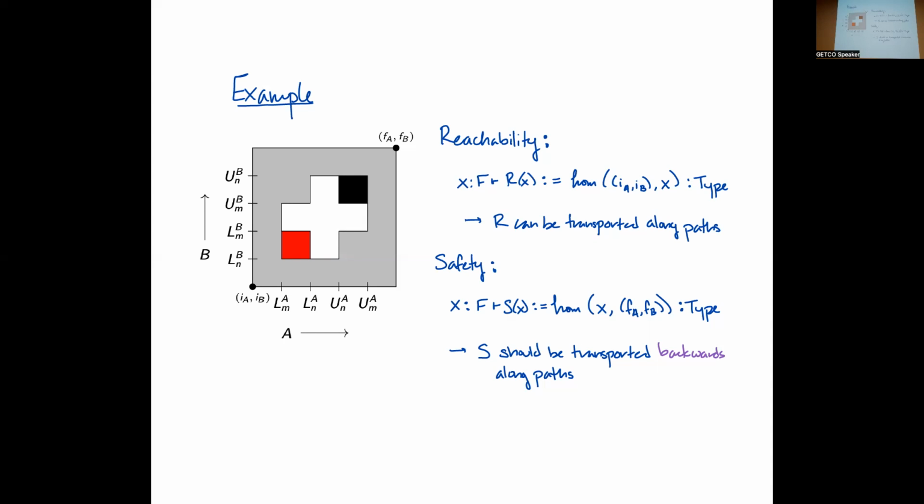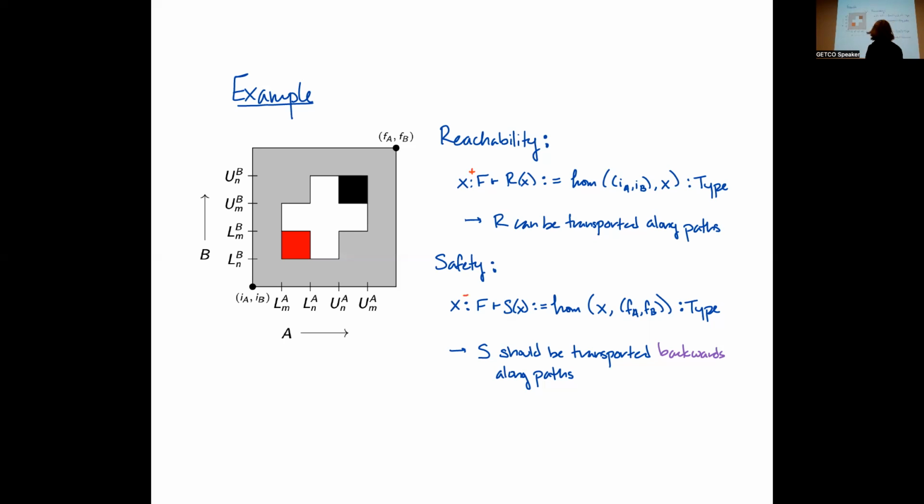But like you pointed out, we also have other predicates like safety, basically saying that there is a directed path from our point, or our state or our term, to the final state. And of course, it is not going to be possible to transport this forward, that's not reflected in the intended semantics, but we can transport it backwards. We also want a notion of being able to transport things backwards.